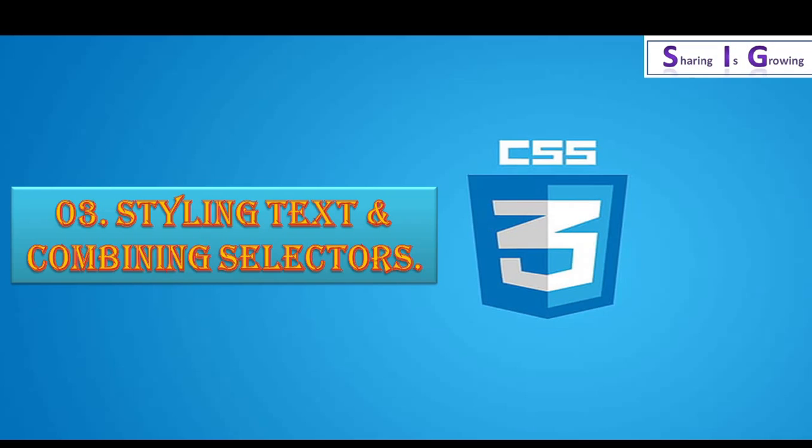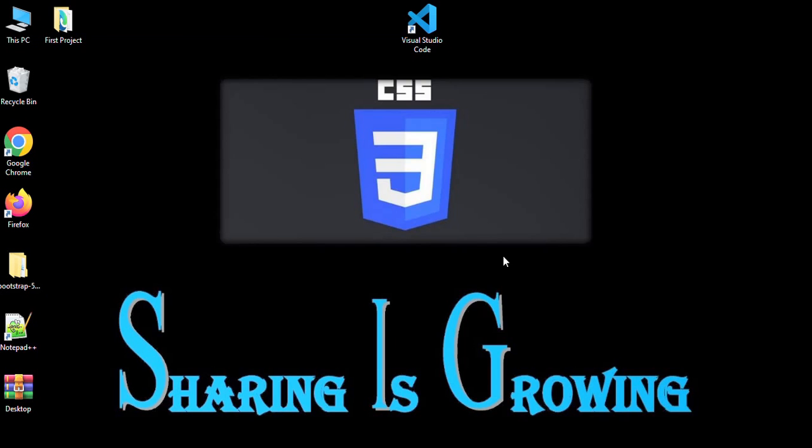Basically, we have three simple selectors. The first one is the element selector, the second one is the ID selector, and the third one is the class selector. In this video we are going to learn everything about element selectors. For that, let me first move further. I am opening our project in the Visual Studio Code editor.